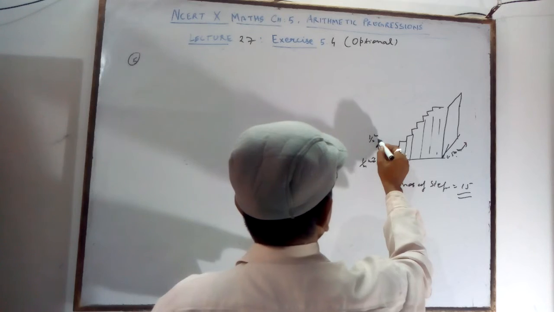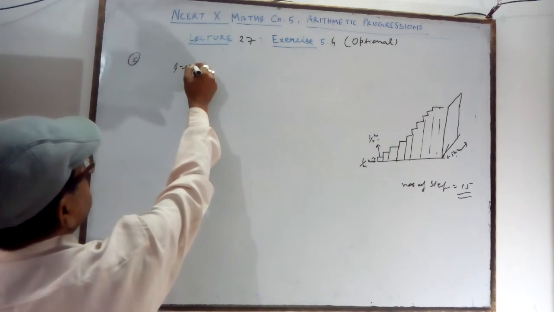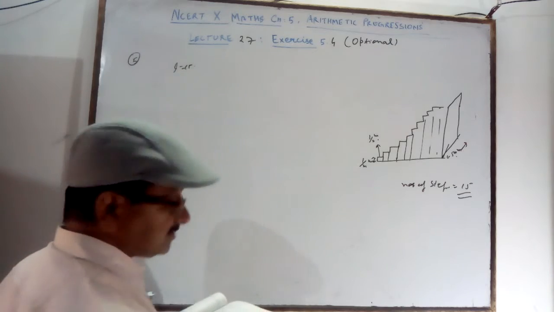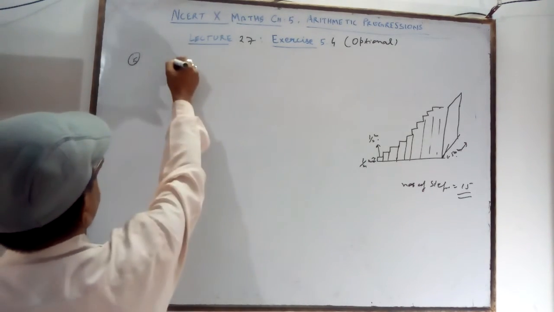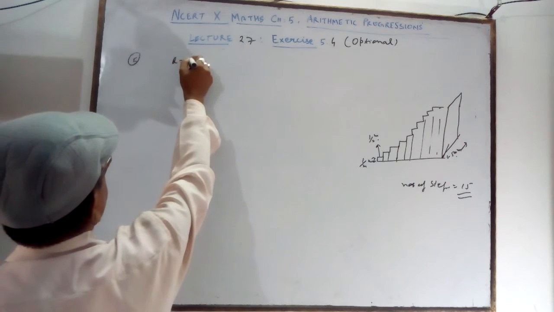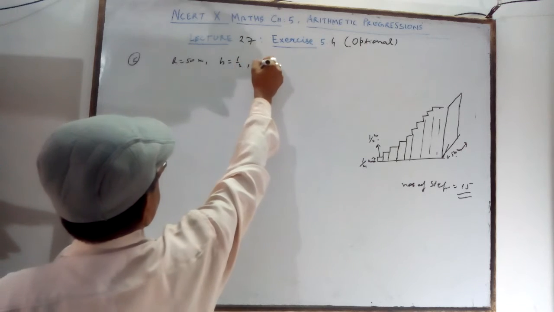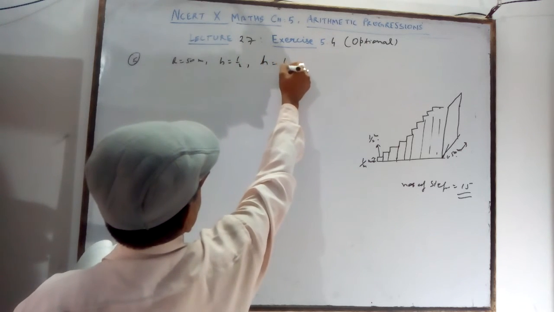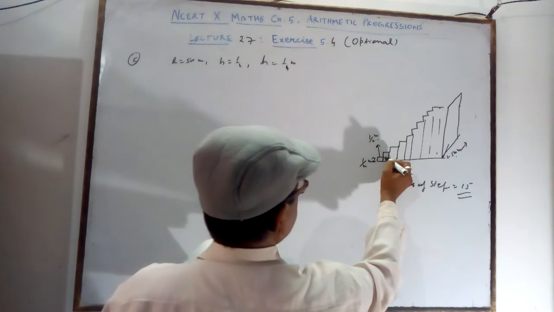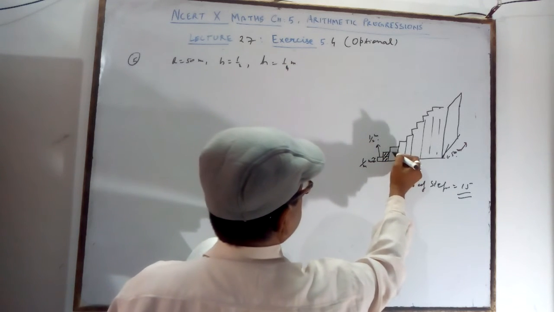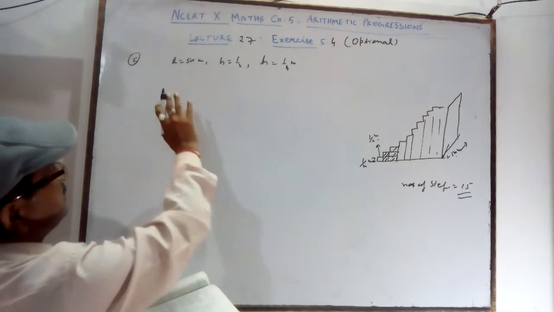The breadth is half meter. Half meter is the width. The length is given as 50 meters for each step. Breadth is given as half meter. Height is given as 1 by 4 meter. Only the height is increasing. For the second step, you are making 2. For the third step, you are making 3. Height is increased. The other things are the same.